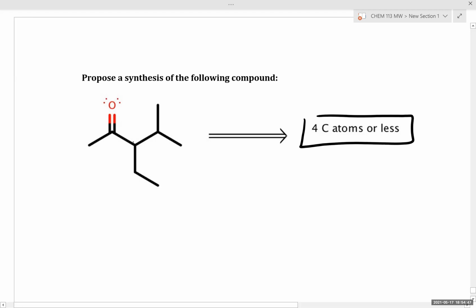Would anyone like to share their thoughts for this synthesis? Would anyone like to draw out what bonds they're thinking of breaking to get to simpler starting materials? Or would anyone like to draw the starting materials that they're using in their synthesis? Again, I would highly encourage you to use retrosynthesis and to think backwards from our product to get to manageable starting materials. So, does anyone have an initial set of thoughts that they'd like to share?